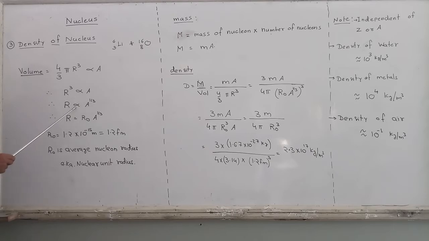Now removing this proportionality sign, I need to put some constant, that is R0. And what is this R0, the constant? Its value is 1.2 into 10 to the power minus 15 meters, also known as femtometers. Okay. इस R0 में कौन कौन से कांस्टेंट्स हैं? एक जो यहां होना चाहिए और एक जो 4 by 3 into pi हमने लगाया था, that is also included in R0. But what is this R0? It is the average nucleon radius.